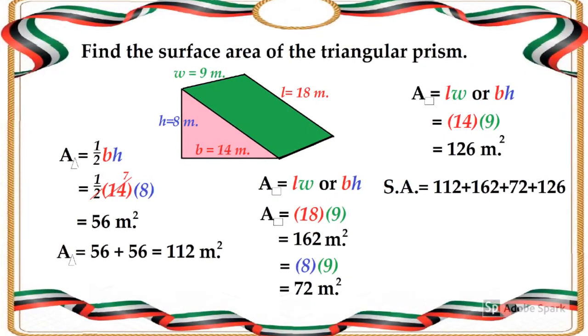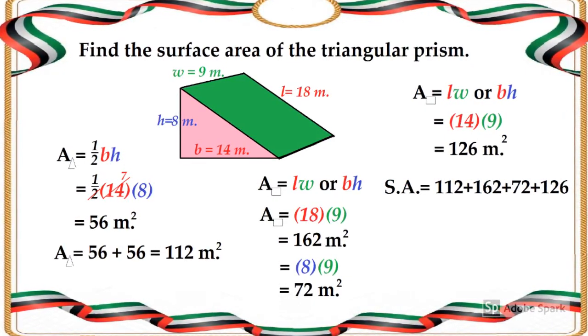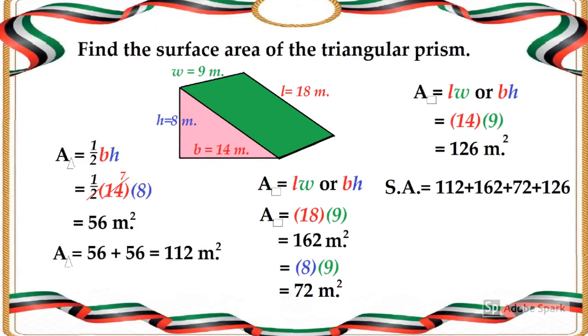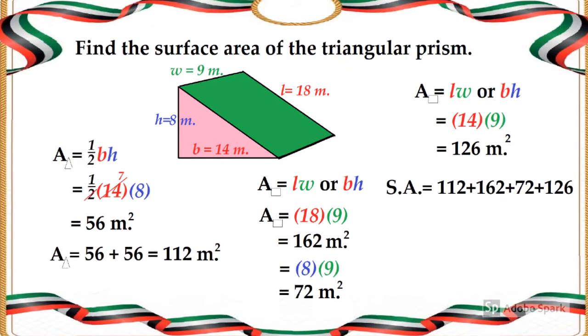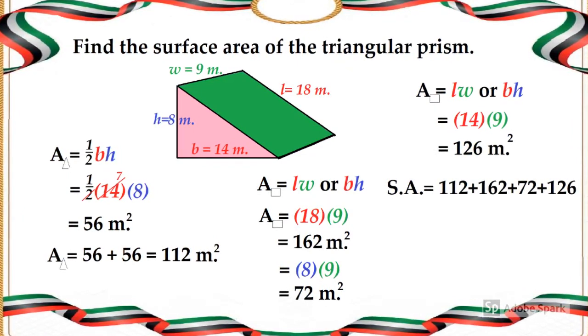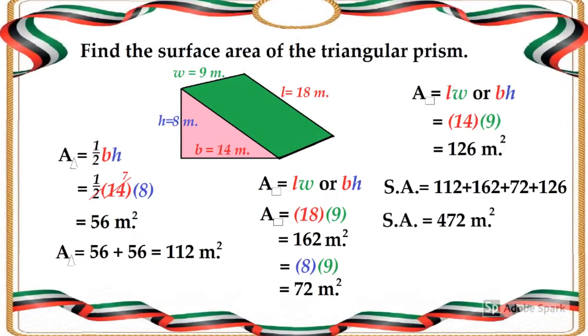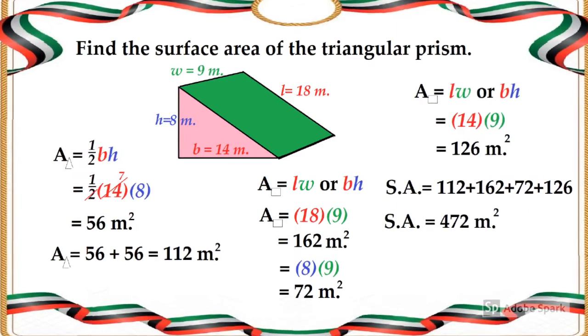To solve for the surface area of the triangular prism, we are going to add the areas of the two triangles and the three rectangles. It will give us 112 plus 162 plus 72 plus 126. And the surface area of the triangular prism here is 472 meters square.